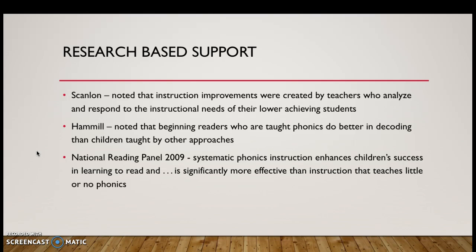The next research that I found is from Hamill, and he noted that beginning readers who are taught phonics do better in decoding than children taught by other approaches. So I thought that was pretty significant, considering these students are 1 to 2 grade levels behind. That puts them at a kindergarten reading level or a first grade reading level. So that tells me that they are still really in the beginning of reading, and it was really important for them to learn the phonics so that they could help with their decoding.